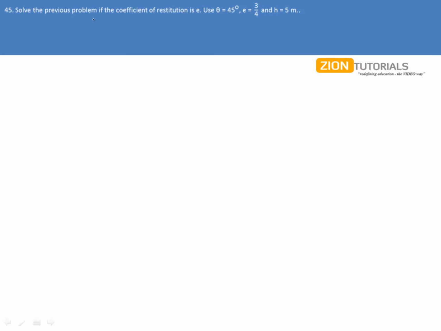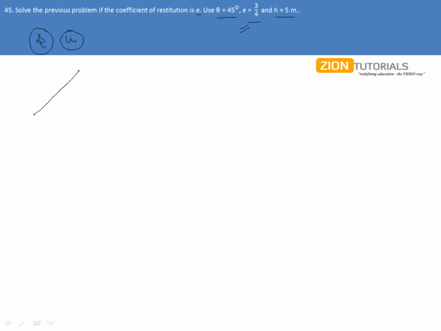Solve the previous problem if the coefficient of restitution, that is E, equals 3/4, theta equals 45 degrees, and height equals 5 meters. Now we are going to solve this problem as we did the last one, but the additional part in this question is that the concept of collision is also there. So we'll be doing the same thing, finding out the time and finding the displacement s along the incline. But the initial velocity will change along the plane because the collision is not perfectly elastic.